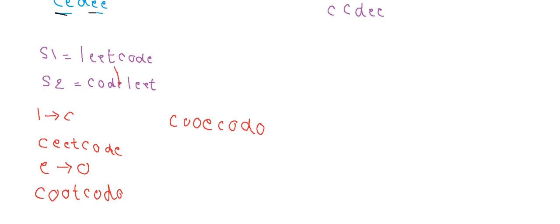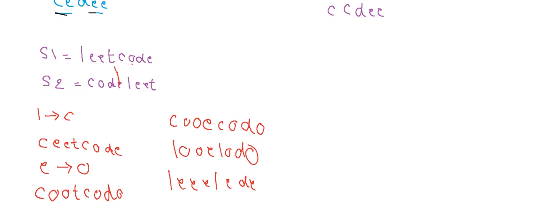Then I'm going to replace c with l. So it would be l, o, o, e, l, o, d, o. And then I'm going to replace o with e. So it would be e, e, e, l, e, d, e. So in this case, it looks like there's no way to transform this string 1 into string 2.